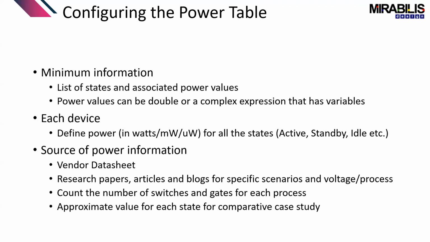So we can use that data from these articles, from these online resources, and update the table. Or we can count the number of switches and gates used in each process and multiply it with the power per switch and gate. We can scale it up. And another option is, if you are doing a comparative case study, then we can use an approximate value for each state, because accuracy is not that important. Since we are doing the comparison using the same platform, even if the accuracy is not 100%, it is not an issue. It is okay.